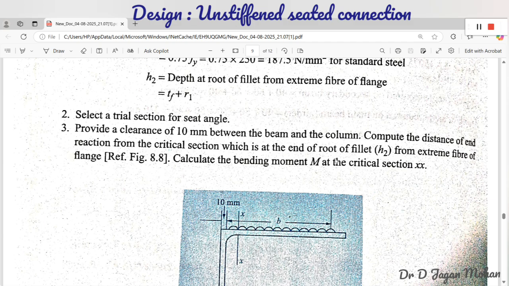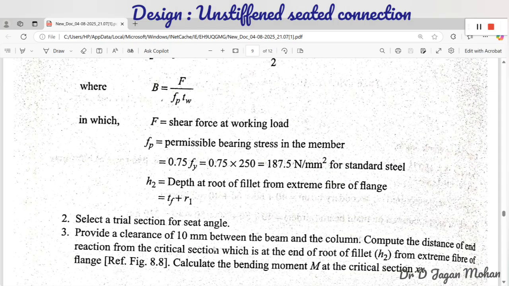So calculate the bending moment at the critical section XX. Here small b is the outstanding leg minus 10 mm. So a 10 mm gap will be there here. We have to consider that.